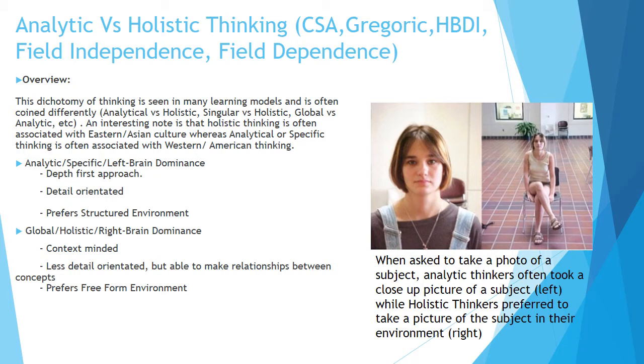One interesting experiment that determines analytical versus global thinkers is, when asked to take a photo of the subject, analytical thinkers often took a close-up picture of the subject, as seen in this picture on the left, because they're so focused on that individual. They're good at categorizing, and they do a close-up of the person. Holistic thinkers actually tended to take a picture of the person in their surrounding, because they aren't as laser focused on the subject. They want to see the subject as a whole, and how they are in relationship to their environment.